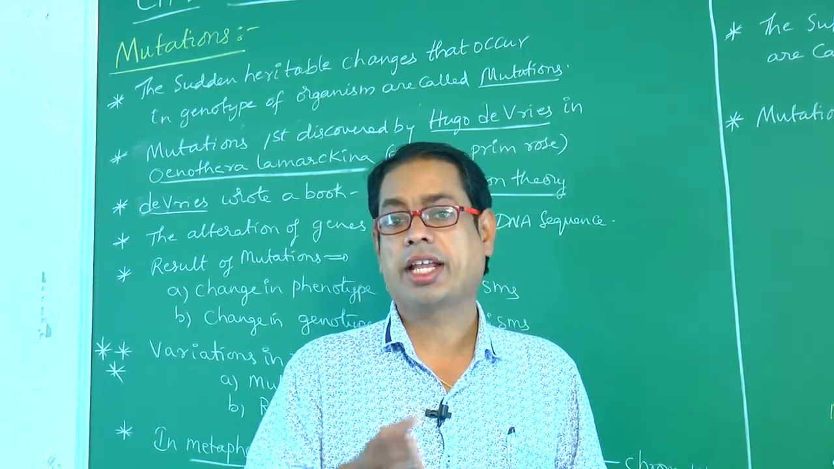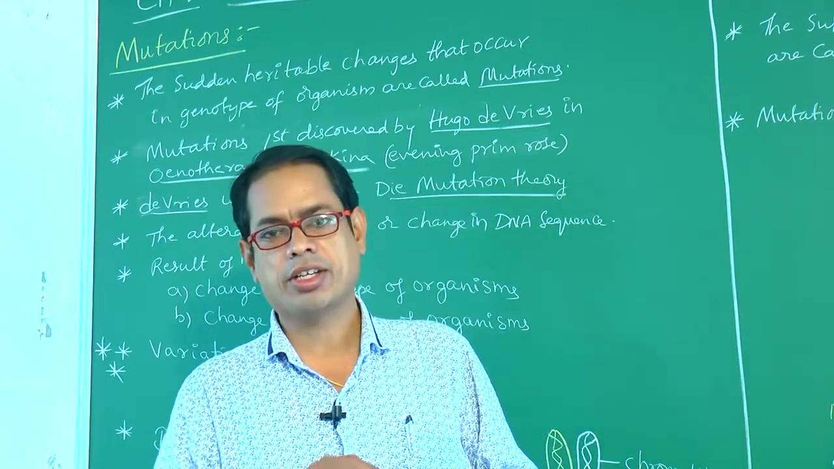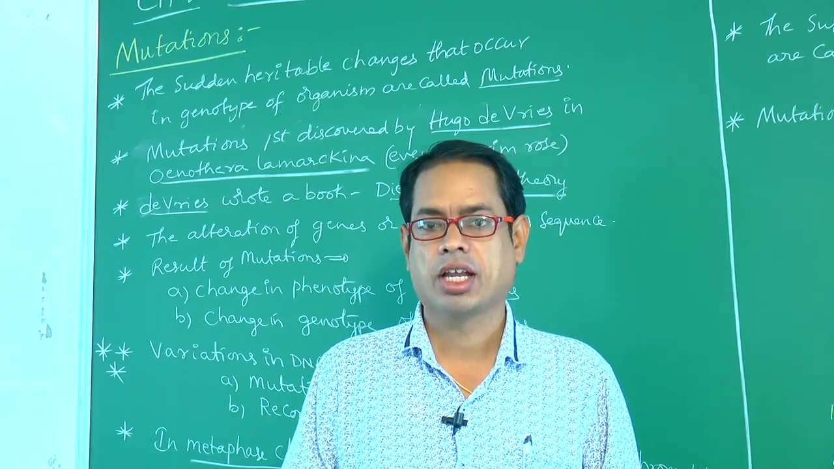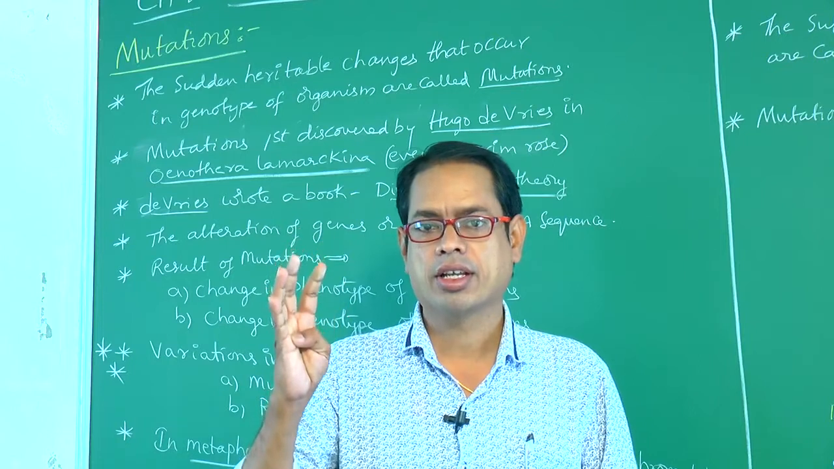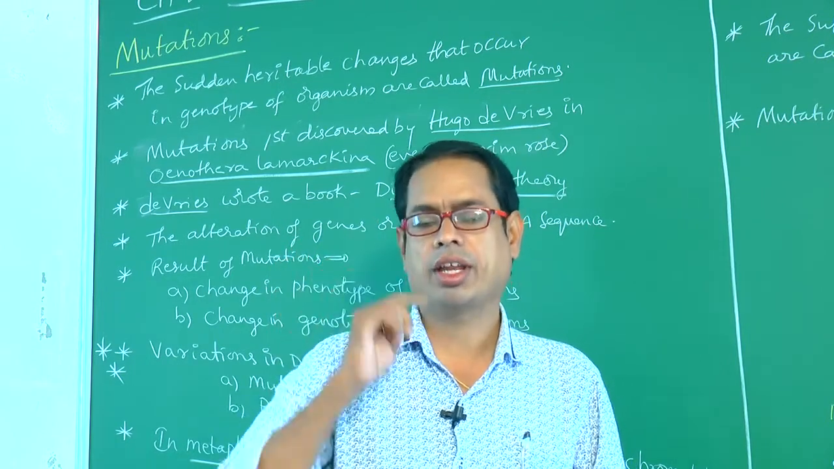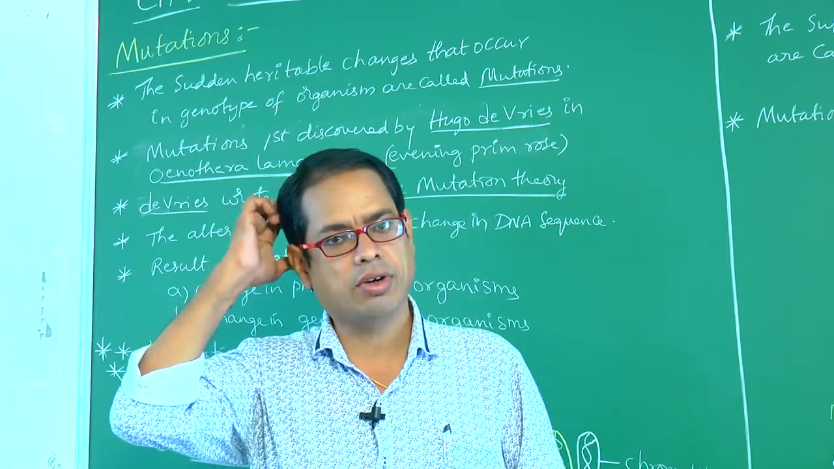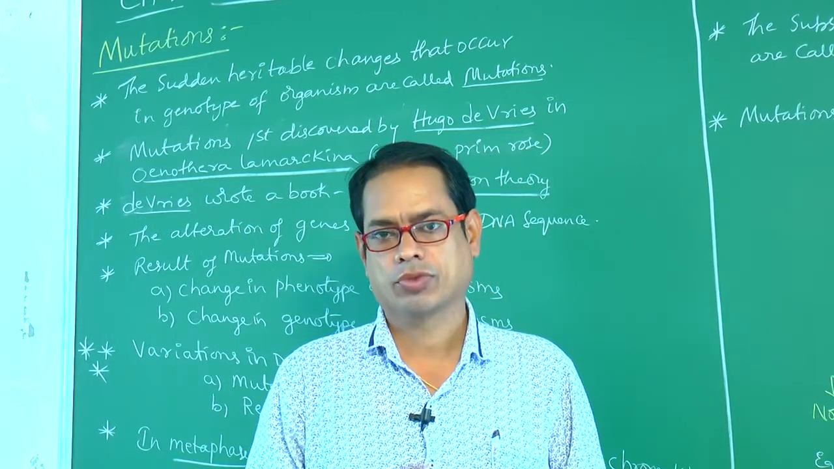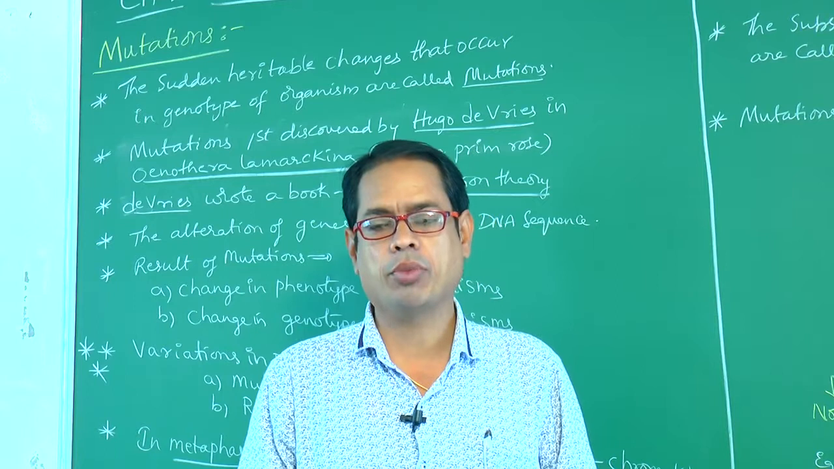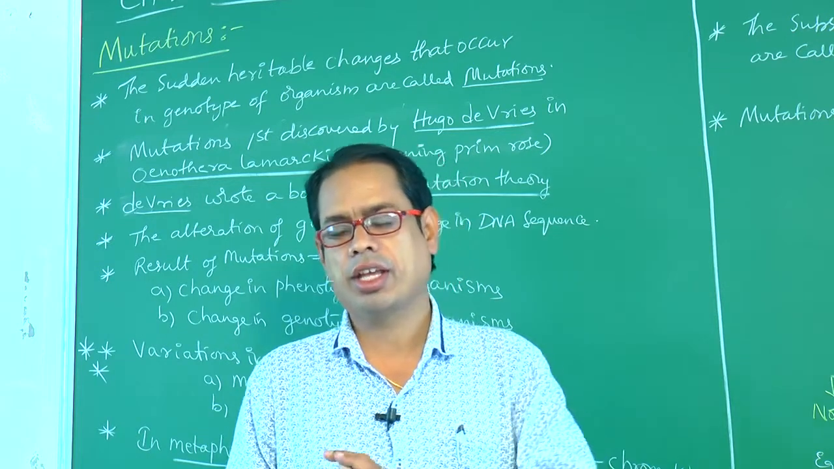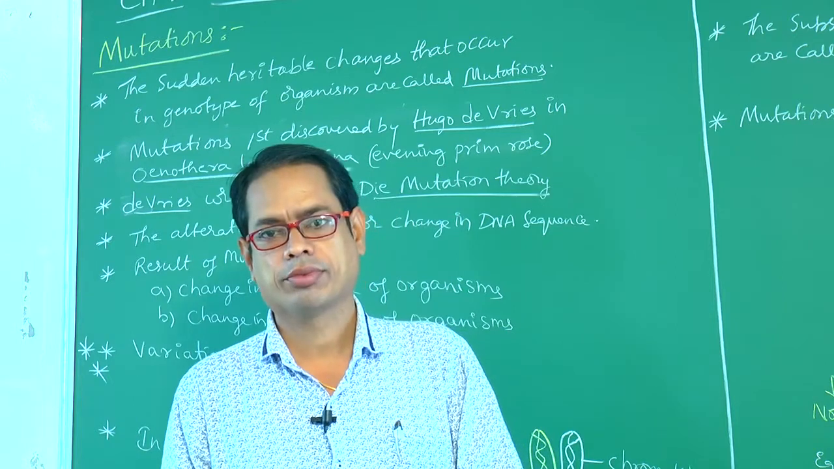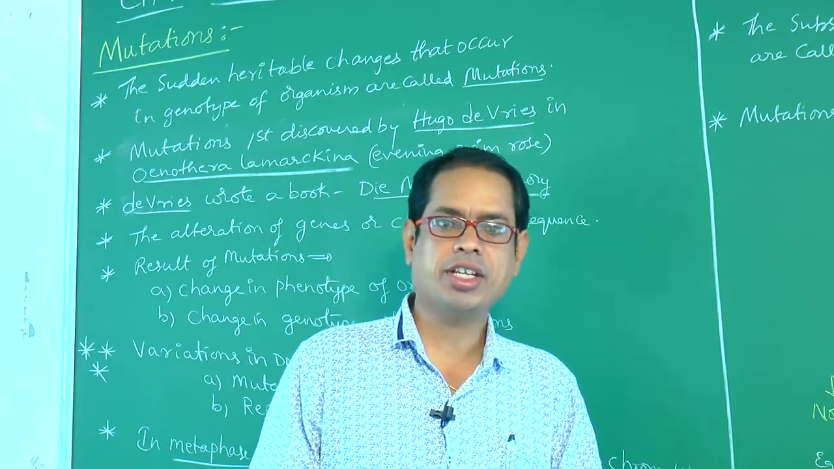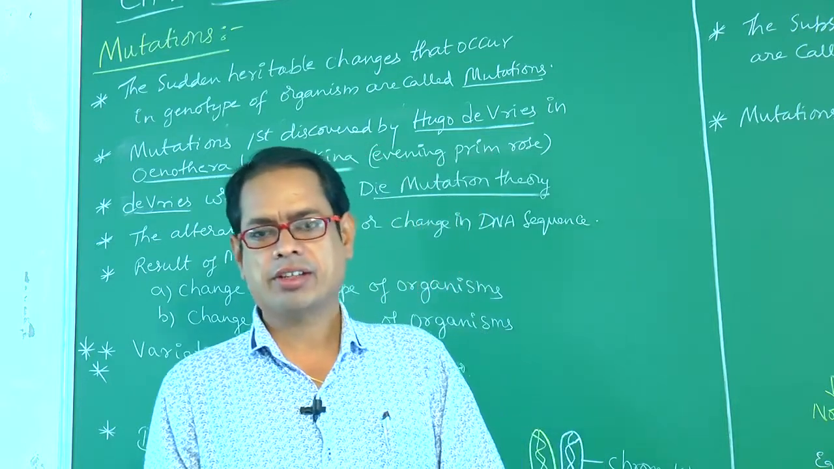These mutations were first discovered by Hugo de Vries. That is, simply say de Vries. He was one of the rediscoverers of Mendel's laws: de Vries, Correns, Tschermak. De Vries first discovered mutations in Oenothera lamarckiana, commonly called evening primrose. This de Vries also wrote a book called The Mutation Theory. Right.